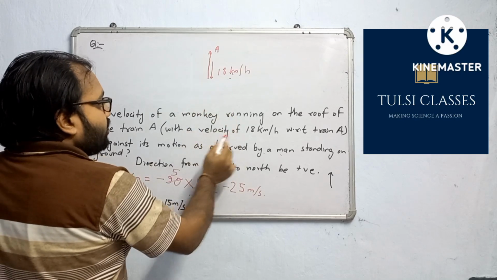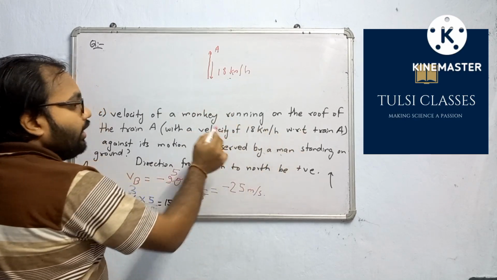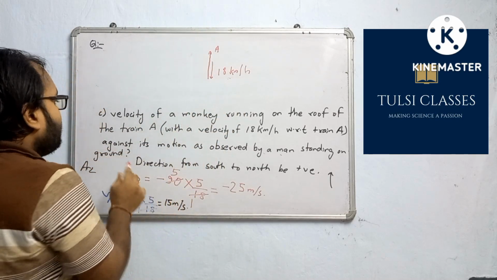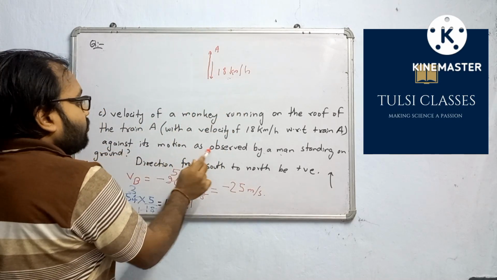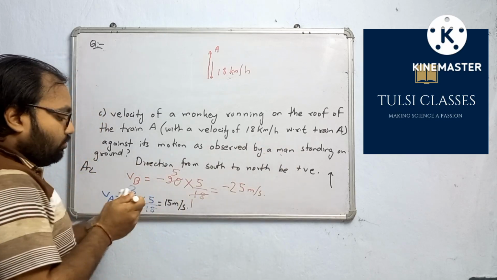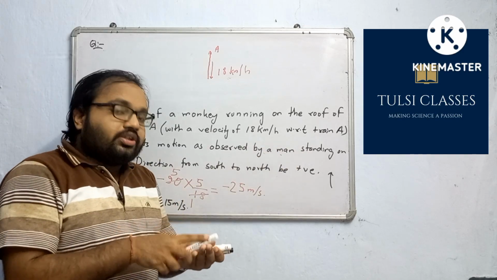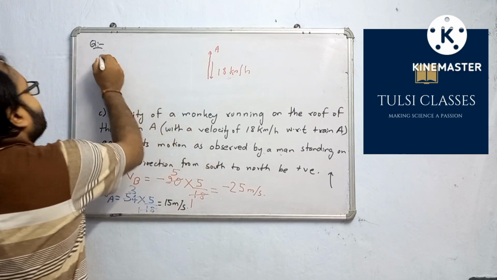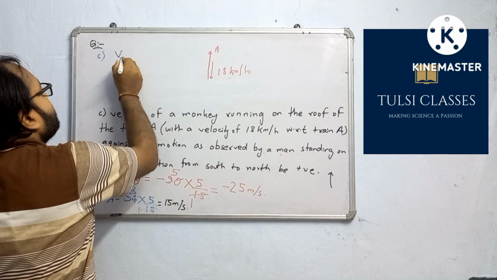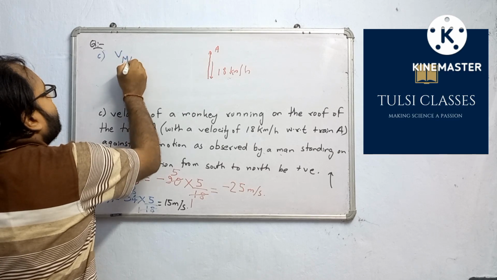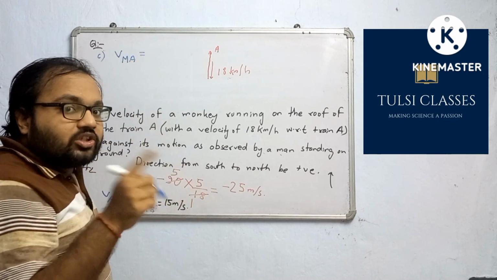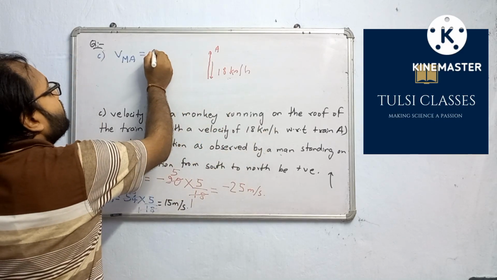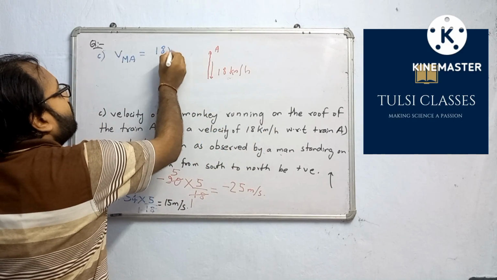In the question it has been said that with respect to train A, the monkey is moving in its opposite direction with 18 km per hour. And what will be its motion as observed by a man standing on the ground? So here we will use the reverse thing. In C we will write velocity of monkey with respect to train A. This has been given here. Monkey with respect to train A is 18 km per hour.